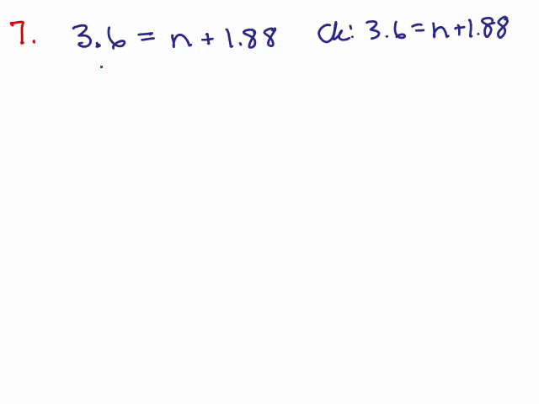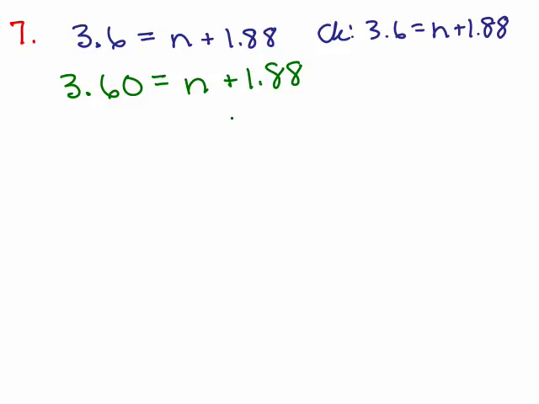Number 7, 3.6 equals n plus 1.88. All right, so what would you do if it was 3 equals n plus 1? You would just subtract 1, but instead of plus 1, it's plus 1.88, so we want to subtract 1.88 from both sides. But you have to be careful here. We're dealing with decimals, and when you subtract, you want to line up decimals. So you might want to rewrite this 3.6 so it has the same number of decimal places as the 1.88.